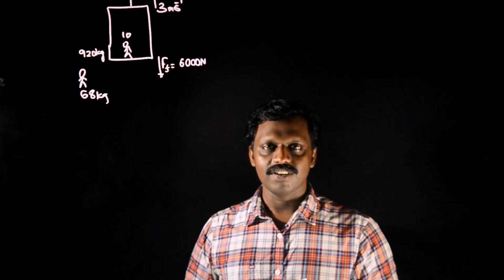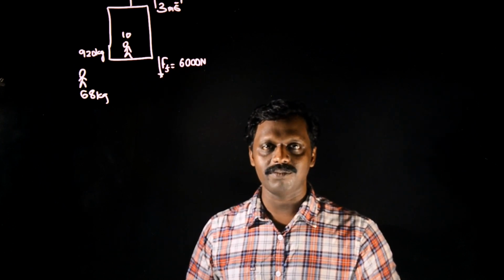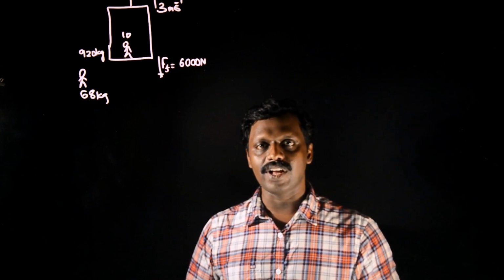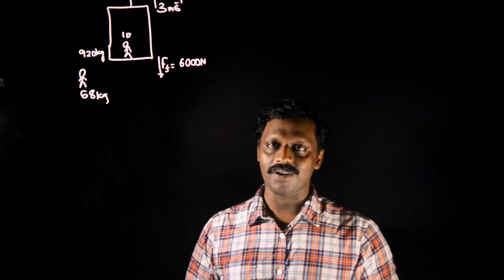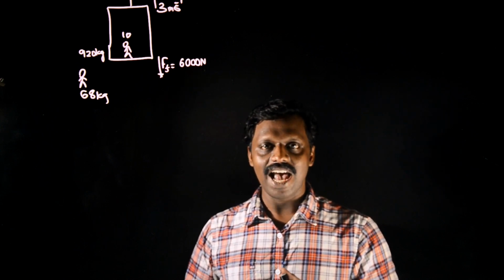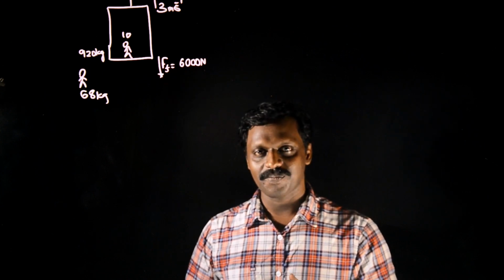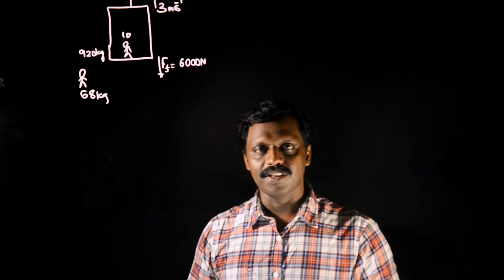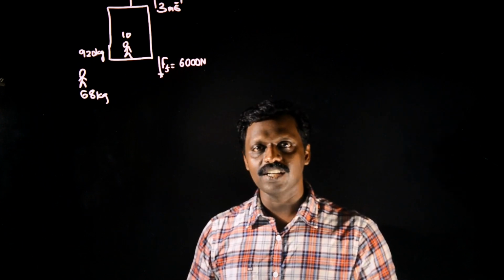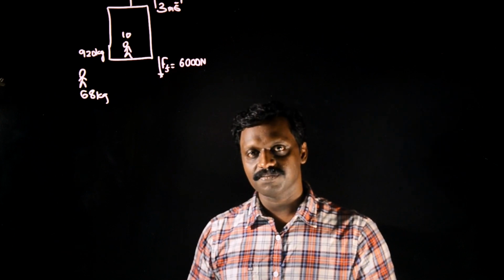In this question, we have an elevator whose mass is given by 920 kg. It can carry a maximum of 10 persons with an average mass of 68 kg. The frictional force is 6000 Newton and it moves with a constant speed of 3 meter per second. We have to calculate the power delivered by the motor to the elevator when it is moving with its full capacity in the upward direction.